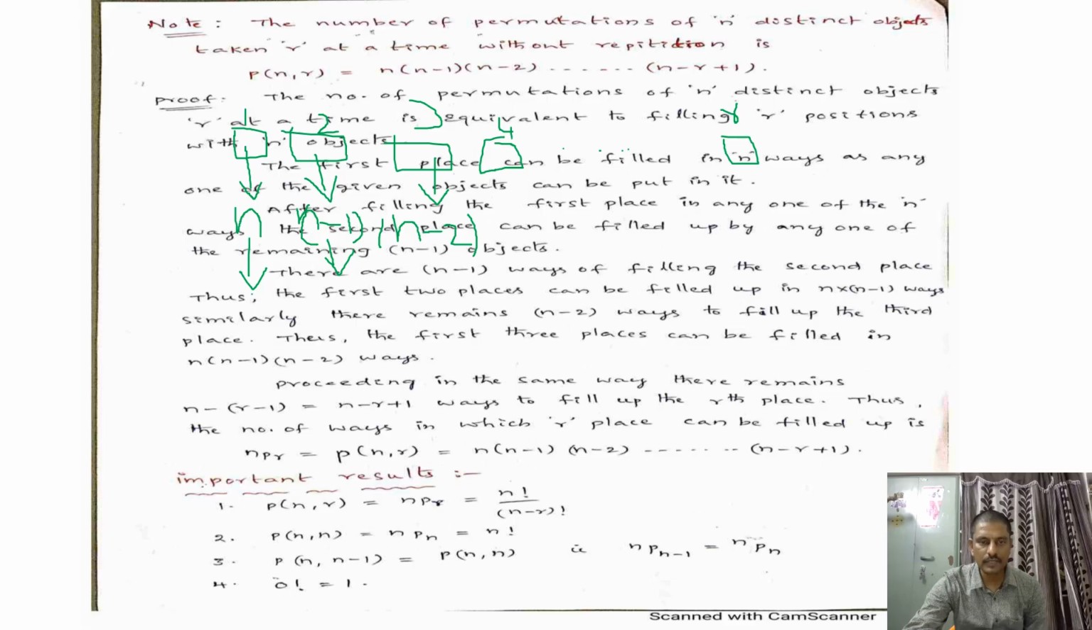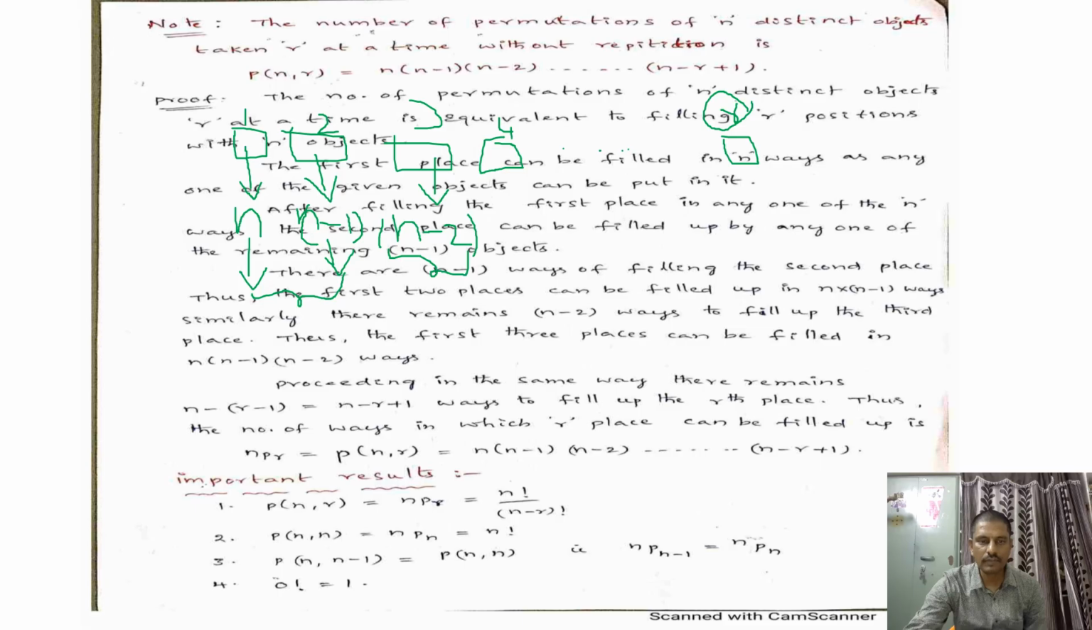These two works simultaneously can be done in n into n minus 1 ways. Now the first two works can be done in n into n minus 1 different ways, and the third work can be done in n minus 2 different ways. So the first three works can be done in n into n minus 1 into n minus 2 different ways, and so on. How many objects remain for the rth box?